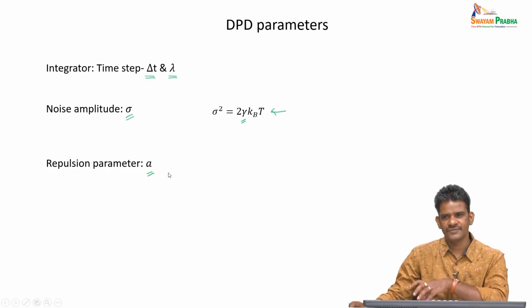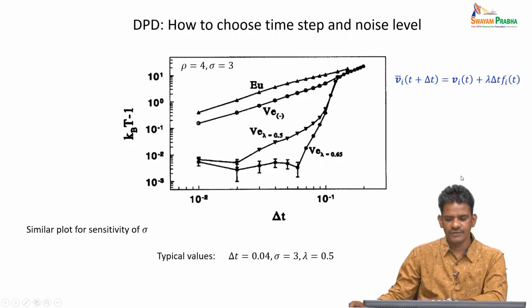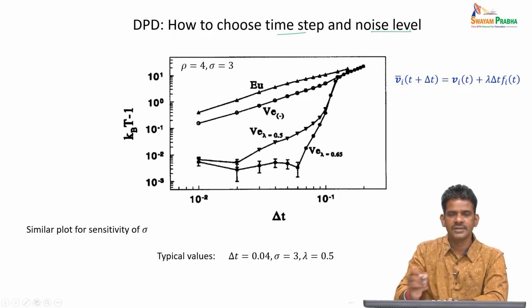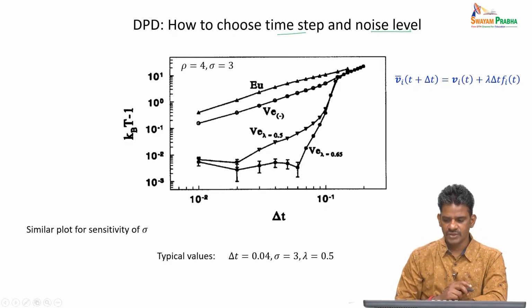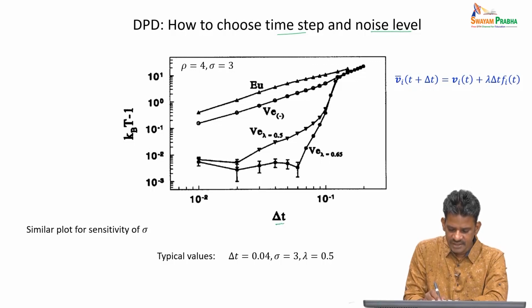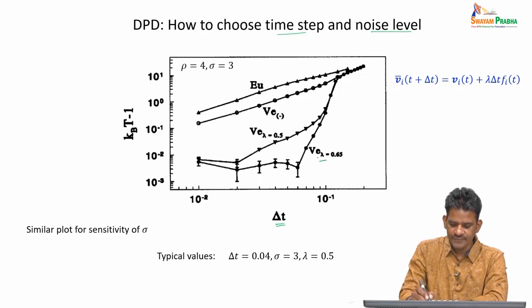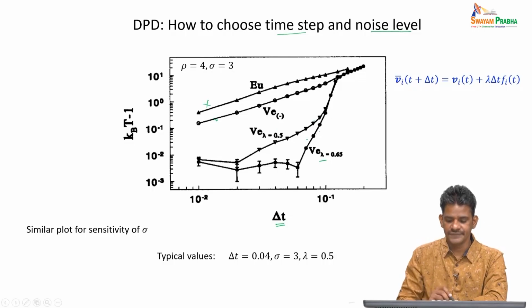So, these are the set of parameters that we will have to choose before doing the simulation. Now we are going to discuss a few points on how to go about choosing these parameters. The first thing is to choose delta t and the noise amplitude. In this case, a set of simulations are typically done where you change the delta t in the simulation, for different lambda values. For example, you can forget about these curves if you focus only on the bottommost two curves.